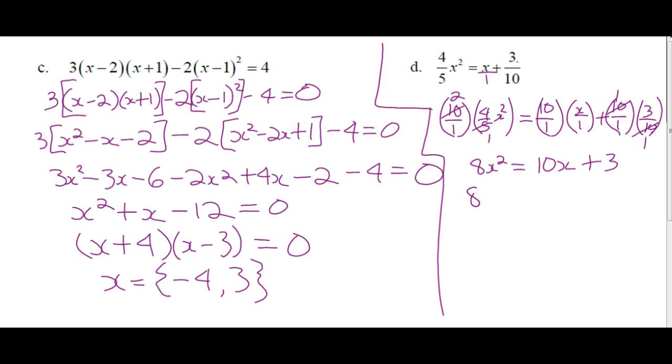Then we go 8x squared minus 10x minus 3 is equal to 0. Factor it by whatever method you like. I don't care how you factor. I just want a correct factorization. And I want you to check that the factorization you actually have is correct. So on 2 things.